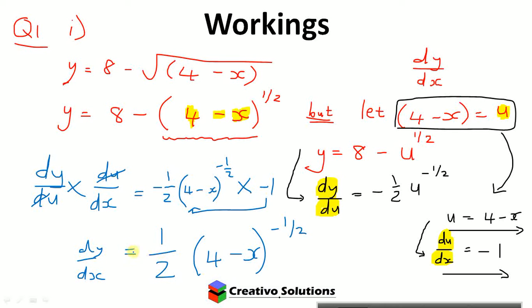Okay, there is a better way of writing this out because we don't like negative exponents, eh? So you could write this down as this: 1 over 2 root 4 minus x. Okay, that's the better way of writing out that brackets. And that's it.